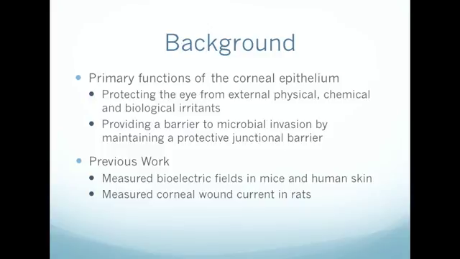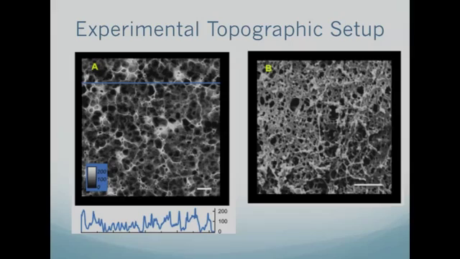Gao and his colleagues also measured the corneal wound current in rats. This was found to be 4.3 microamps per centimeter squared ex vivo, while it was 24.8 microamps per centimeter squared in vivo. This experiment presents three main factors in regulating cell migration. These include surface topography, substratum stiffness, and induced electric fields.